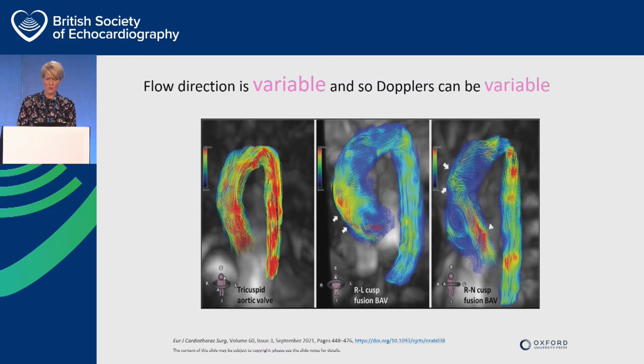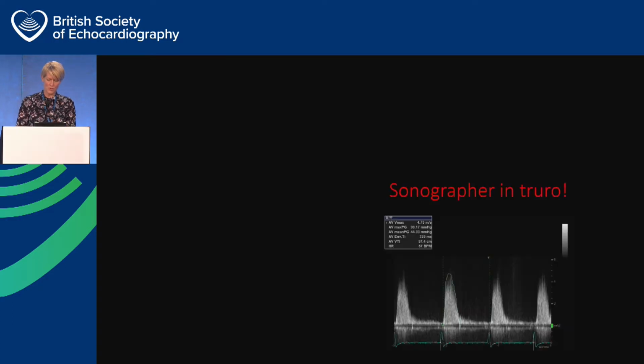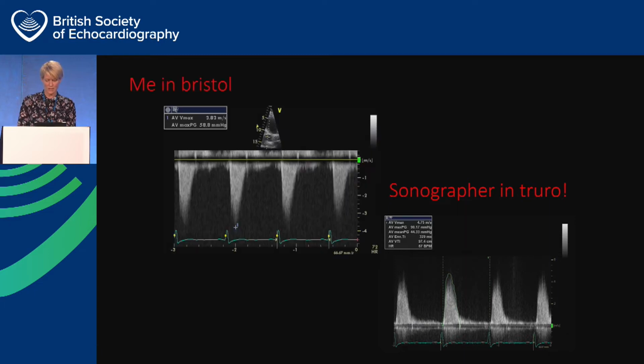When you're assessing the stenosis, remember the flow is variable, and so the Dopplers can be very variable. And there are numerous examples of this. This is another pregnant woman, so 4.75 metres per second on the right parasternal window in Truro. I did it on a scanner without a pencil probe in our cardiac antenatal clinic. Couldn't get more than 3.8, so I knew it was there, but I just couldn't get it. So try lots of different windows.